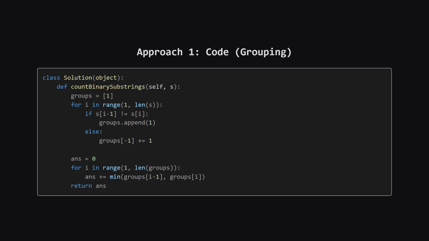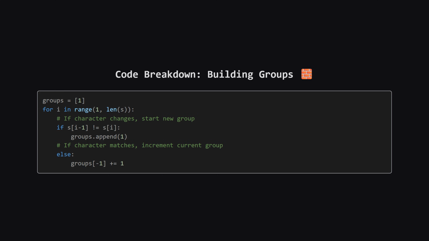Let's break this down into smaller chunks to see exactly what's happening. First, we build our groups array. We start with a list containing a single 1, representing the first character we've seen. Then we start looping from the second character. We check, is this character different from the one before it? If yes, that means a new block has started, so we append a new one to our list. If it's the same, we just increment the last number in our list, because the current block is getting longer.